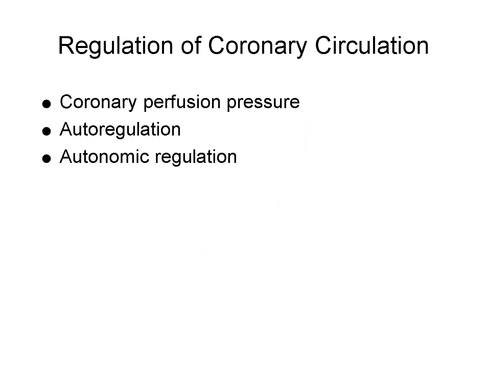Coronary circulation is regulated by perfusion pressure and autoregulation mechanisms. The heart increases blood flow during high demand, such as exercise or stress. Autonomic regulation helps balance supply with myocardial oxygen needs. Efficient coronary circulation is essential to prevent ischemia or infarction.